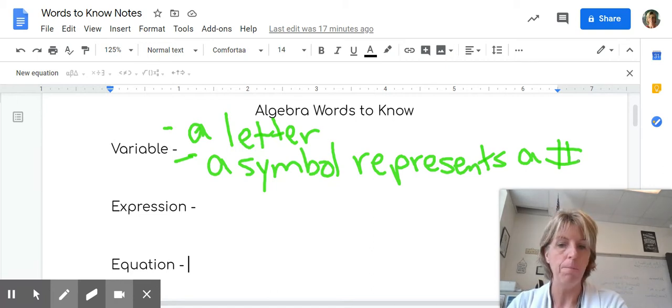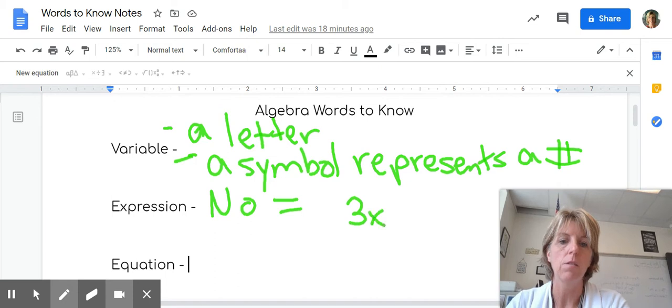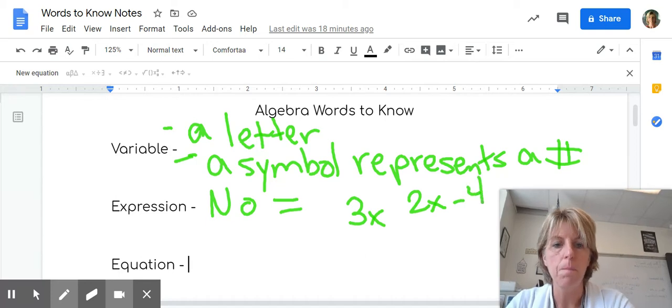An expression has no equal sign. An expression has no equal sign, and it can include variables. It typically has one or more variables. So it's things like 3x. No equal sign, that's an expression. Or it might have something like 2x minus 4. That's an expression. It has no equal sign.